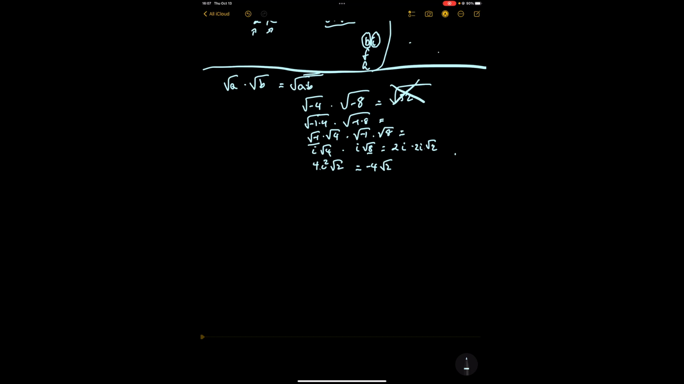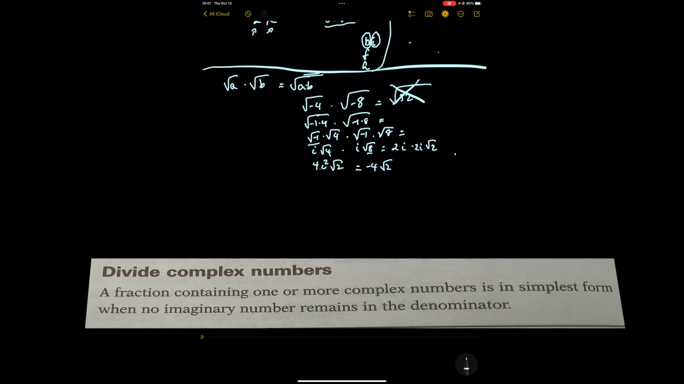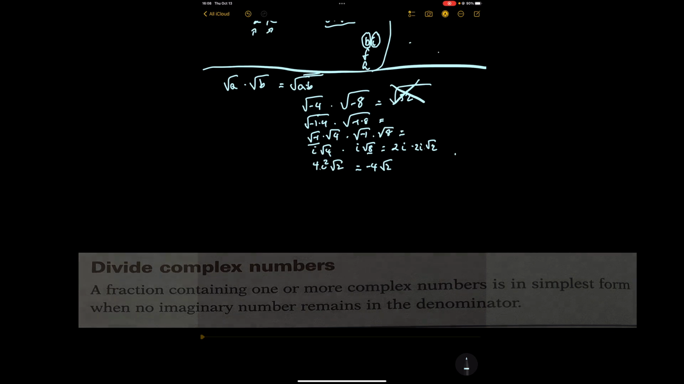Let's move on to the last one, dividing complex numbers. Well, when you're dividing complex numbers, a fraction containing one or more complex numbers is in its simplest form when no imaginary number remains in the denominator. In the same way, when you are doing radicals, if you have a radical under the denominator, it is not in its simplest form. It is the same way for complex numbers. You cannot have an imaginary number under the denominator. Why? Because you cannot divide by an imaginary number.